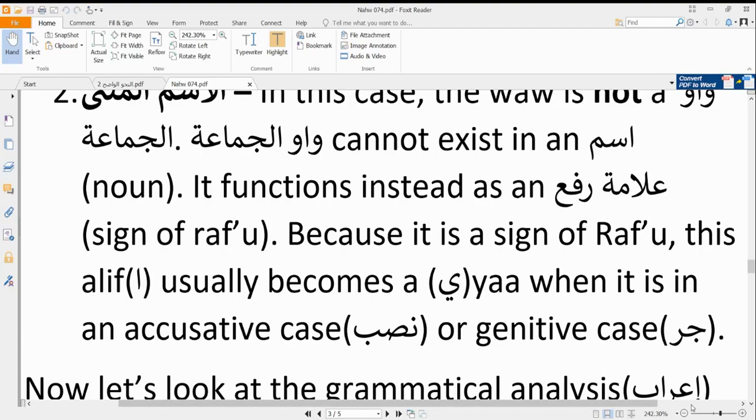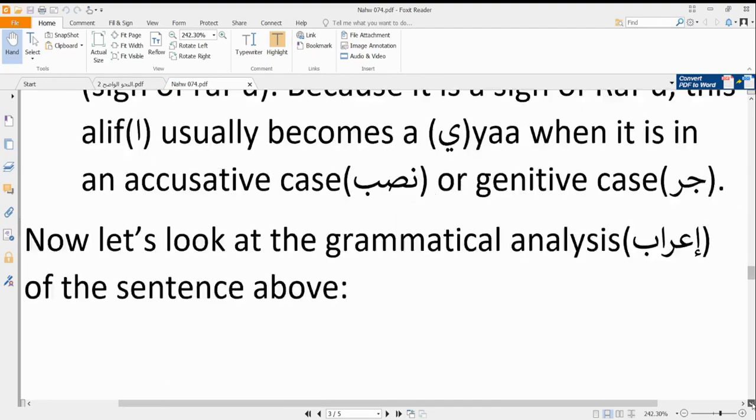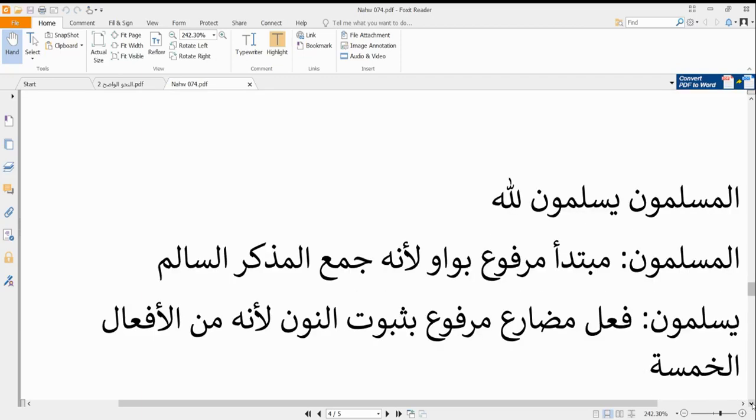So let's quickly look at the i'rab similarly. We also look at the i'rab of al-muslimuna and yuslimuna lillah. You may be tempted to do the same i'rab for these two words, because muslimuna and yuslimuna sound very similar. However, the i'rab is very different for an ism versus a fi'l. So al-muslimuna, we have mubtada'un marfu'un. It is a mubtada, a word that starts a jumlatul ismiyya. Marfu'un, it is in a state of raf'a bil wawi.